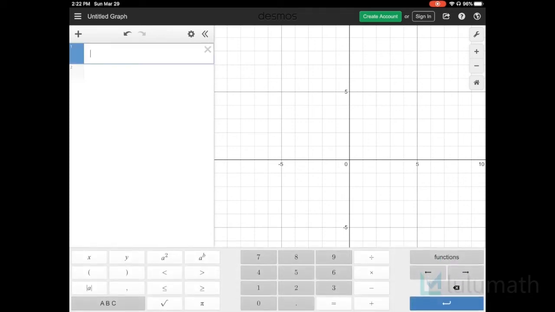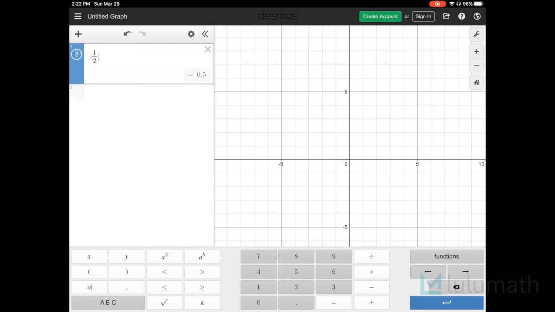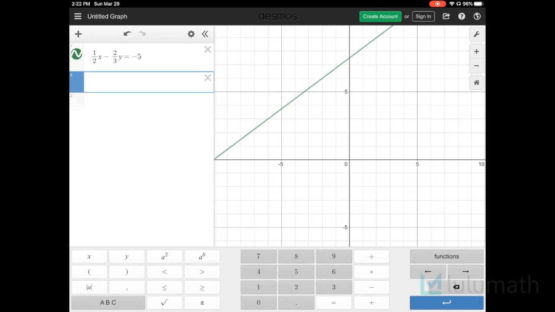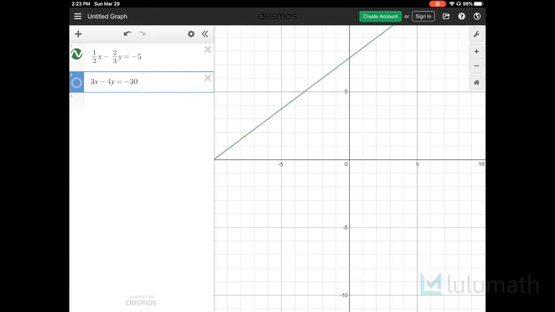I want to demonstrate that we haven't changed our line at all. It's the exact same line. We're just writing an equivalent version of the line. Our first equation was 1/2 x minus 2/3 y equals -5, and when we multiplied everything through by 6, we ended up getting 3x minus 4y equals -30. If you notice, the green line is the original line that we had here. Once I turn on the purple line, it's exactly on top of the green one because they're the exact same line.